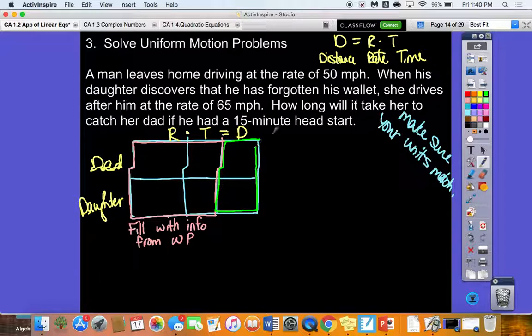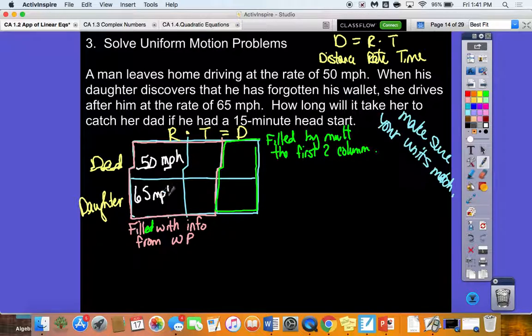That is not the same over here. These are filled by multiplying the first two columns. So you're actually doing the formula, rate times time, and filling in distance. If it says anything about distance in the problem, don't touch it. We'll get to it later. What you are specifically told is dad is going 50 miles per hour. Daughter is going 65 miles per hour.